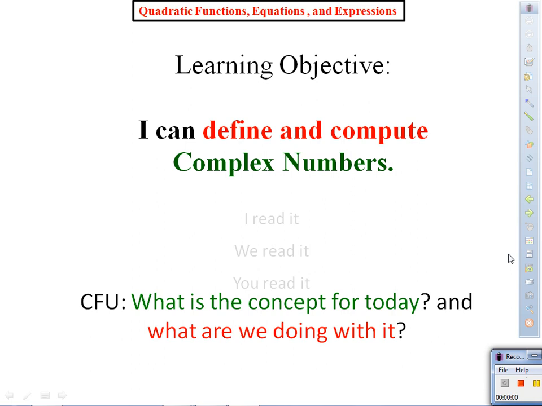Here we go. Our objective for today: I can define and compute complex numbers. So you know the concept for today. Complex numbers. That is correct.